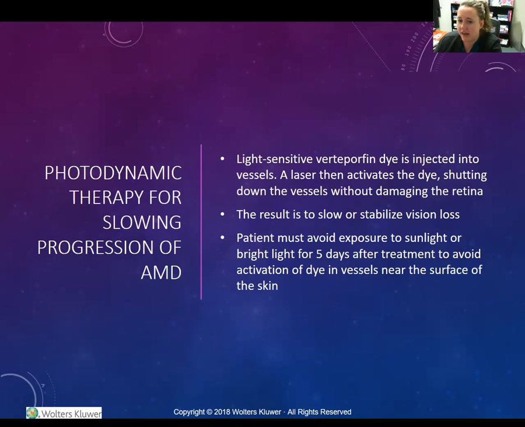Recommendations to improve lighting, magnification devices, refer to a vision center. So there's lots of different things that they can do to help these people. But right now, we can only slow the loss of vision. We can't restore the vision with age-related macular degeneration. So just be aware of that.